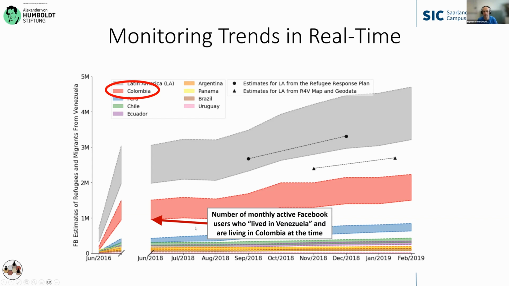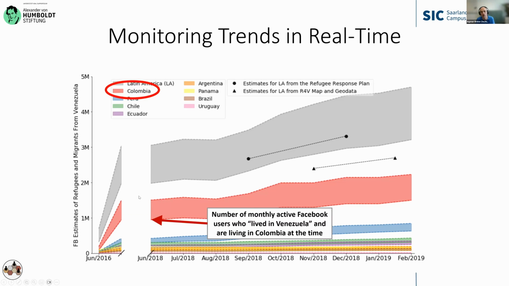Now, if we assume that there are no false positives in the set, that every single one of these is a migrant or refugee from Venezuela, then of course this would be an undercount. Not everybody uses Facebook. So how do we correct for this? Ideally, we would like to know the Facebook penetration among migrants, so what percentage of migrants from Venezuela uses Facebook. Unfortunately, we don't know this. So we do the next best thing.